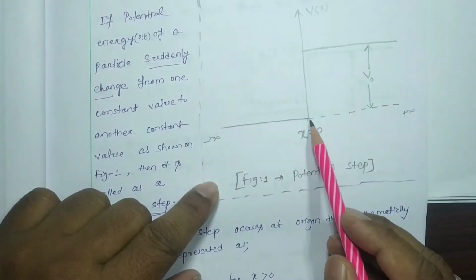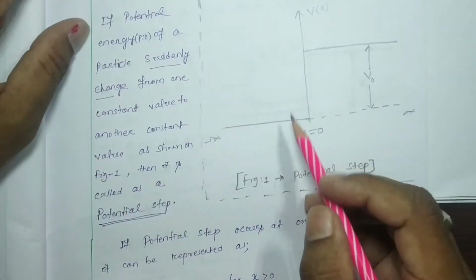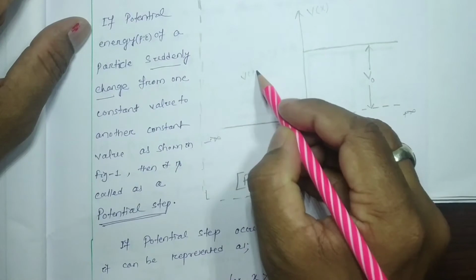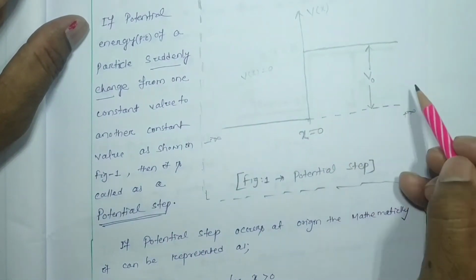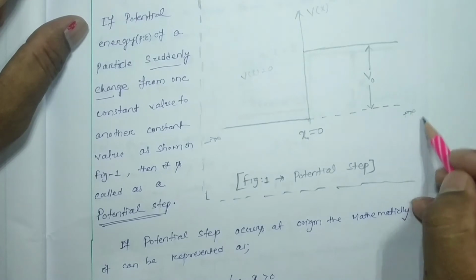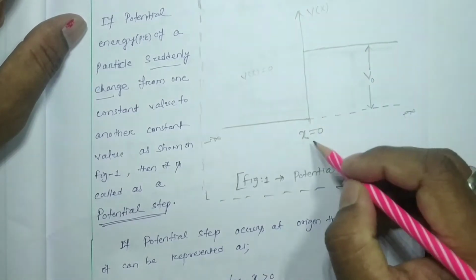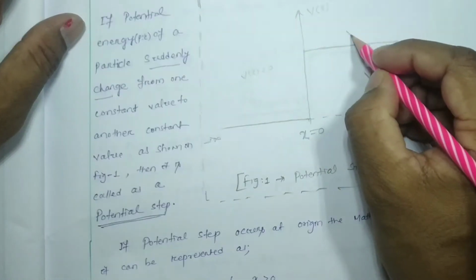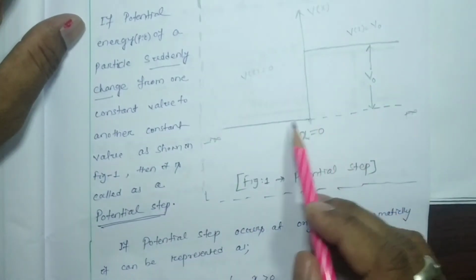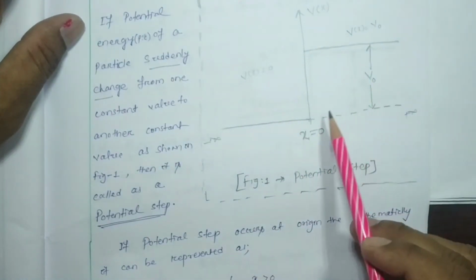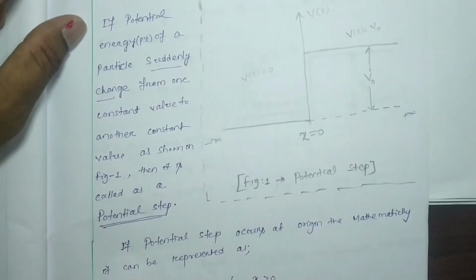Before x equal to 0 there is no potential. That means V(x) equals 0. But exactly at x equal to 0 and onwards up to x equal to infinity, the potential value is V0. That means at x equal to 0, the potential suddenly increases to V0. Before x equal to 0, the potential is 0. Exactly at x equal to 0 and beyond that, the potential is V0.